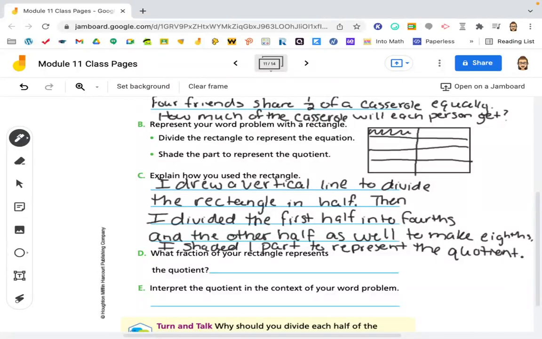What fraction of your rectangle represents the quotient? Well, 1/8. So interpret the quotient in the context of your word problem. Each person will get 1/8 of the casserole.